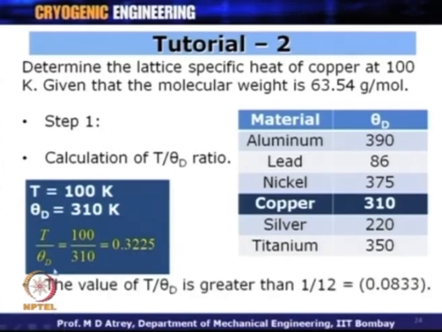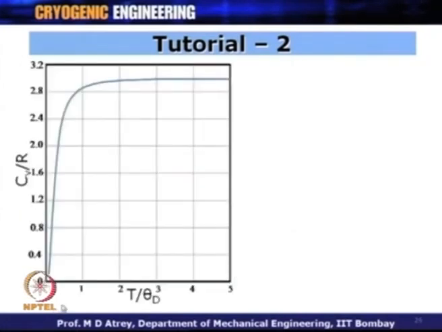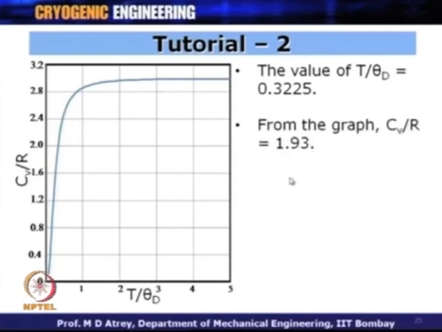This value of T by theta d is greater than 1 by 12, and therefore, we can refer to this particular graph. So, for T by theta d to be 0.3225, I have to locate the value in here and get correspondingly the value of Cv by R. From the graph, corresponding to 0.3225 of T by theta d, I get the value of Cv by R, which is equal to 1.93.